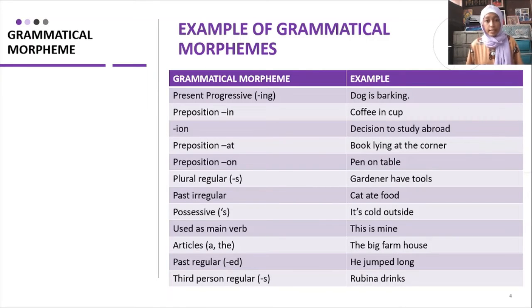So, this is the example of grammatical morphemes. These are the grammatical morphemes, and this is the example. In other words, those words that function and remain specific to define the relationship between one word or morpheme and another, like at, in, ion, ed, s, are called grammatical morphemes.